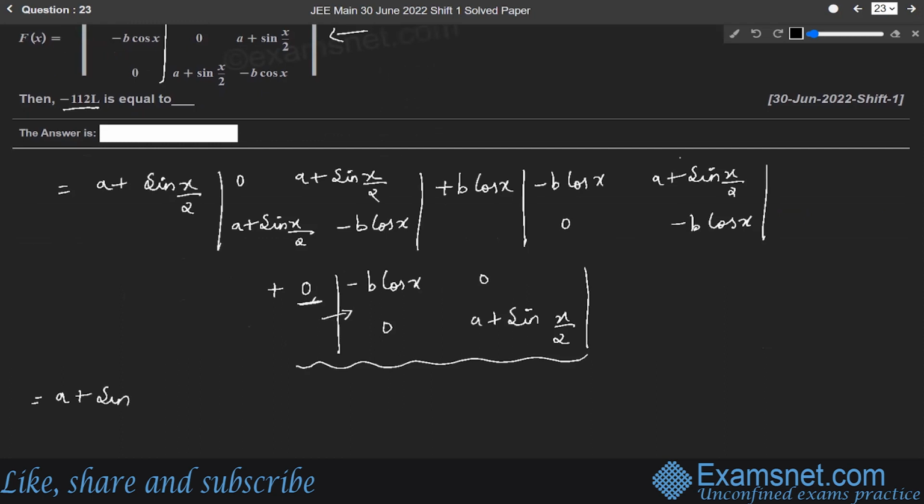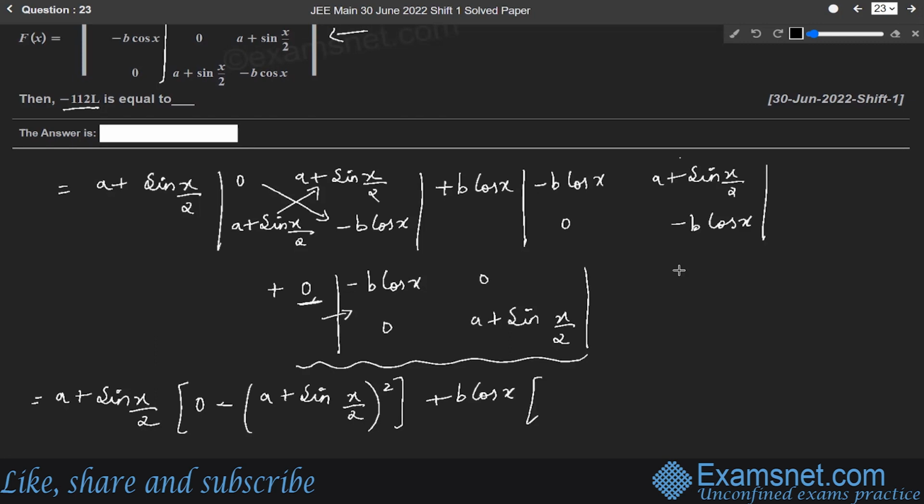A plus sine x by 2. Now how to find the determinant of a 2 cross 2? You have to multiply 0 with minus b cos x. So 0 into minus b cos x is 0. Then you have to subtract the product of these two values, a plus sine x by 2 into a plus sine x by 2. So it will be a plus sine x by 2 square. Then we have plus b cos x. Now minus b cos x into minus b cos x will be plus b square into cos square x, minus 0 into a plus sine x by 2, which is 0.